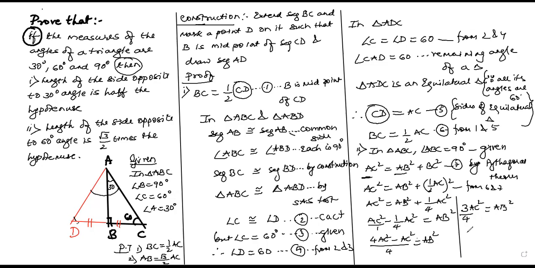Come on, take square root. So taking square root: root 3, square root of 4 is 2, square root of AC square is AC, and AB. So don't you agree, you got your answer. AB equal root 3 upon 2 AC. Children, this 30, 60, 90 theorem you learned in your 9th standard. I don't know whether it will be asked in your 10th standard, but I showed it to you. Now we go to the next theorem, children.